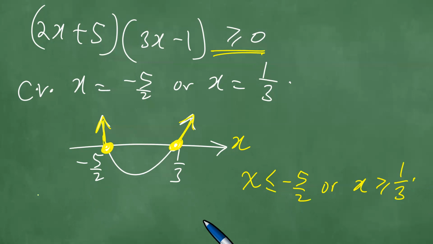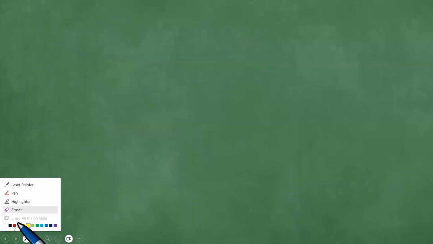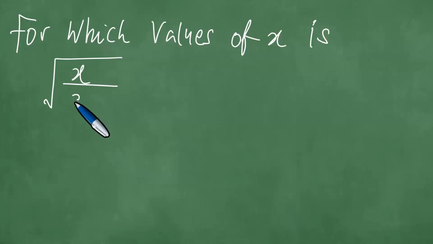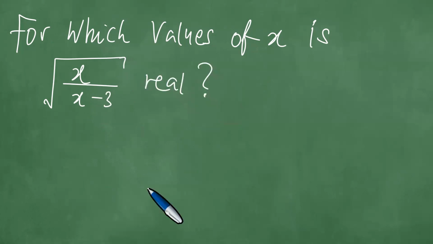Okay, now, normally they ask these particular questions. And here is one small little question. For which values of x is the square root of x over x minus 3 real? What do we do here, anyone? We're looking for the solution to this one.